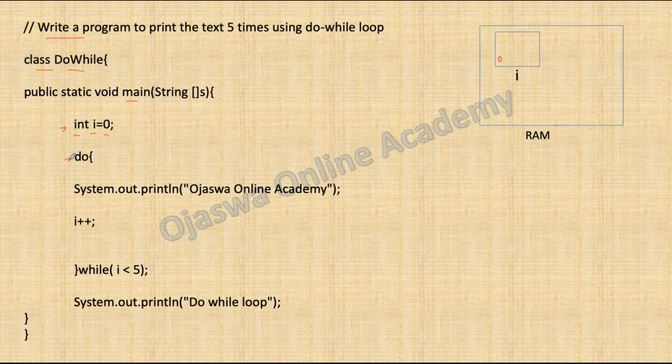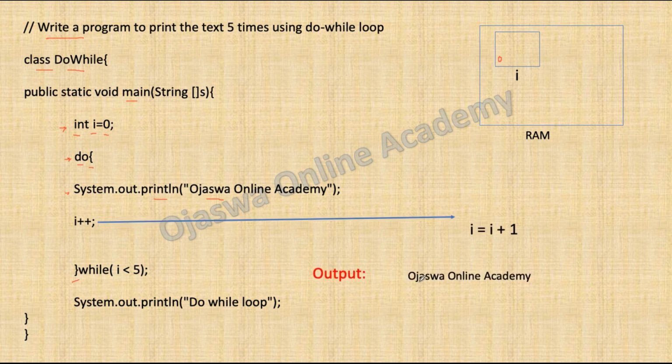Next is the do block. Start the do block using do keyword, open the curly bracket, close the curly bracket, and you need to write the code and increment statement inside the do block. So the first statement is system.out.println. Inside the parenthesis, we are passing one string argument, that is OJS for Online Academy. So when println method is invoked, the text is printed to the console for the first time when value of I is 0. Next statement is I++. I++ is the shorthand for I equal to I plus 1.